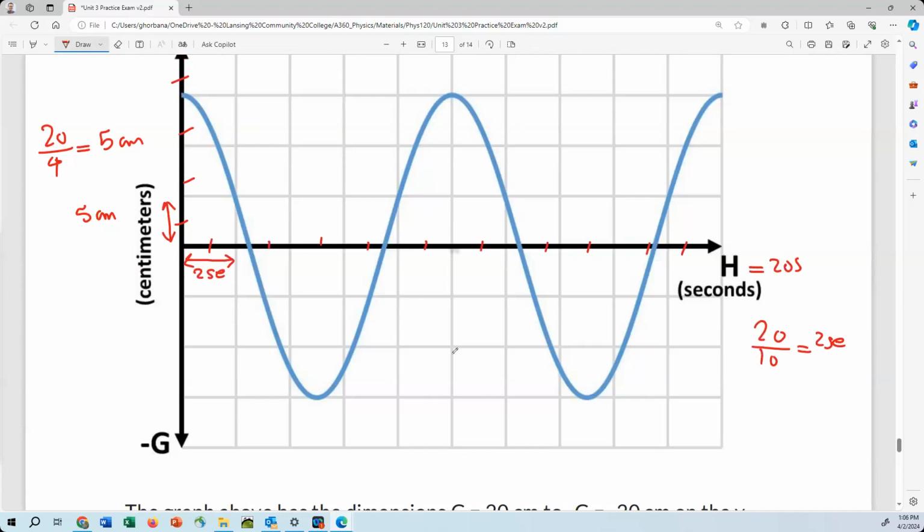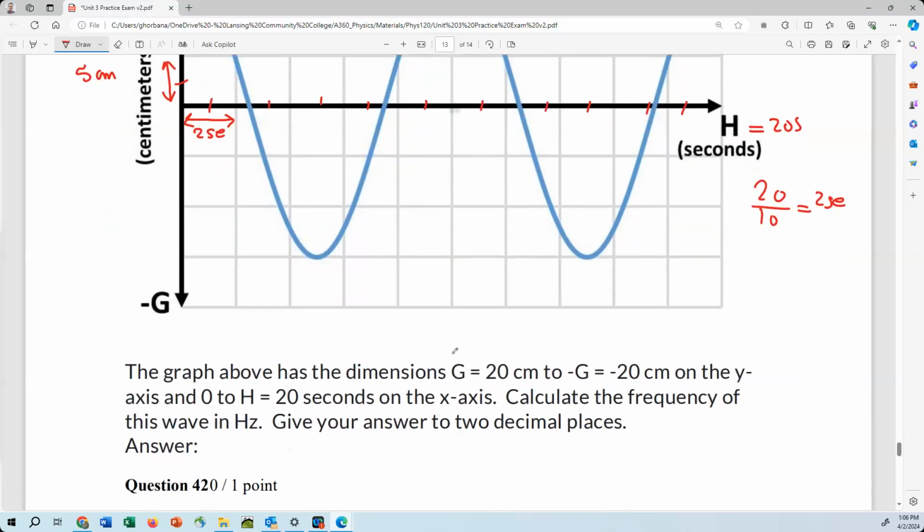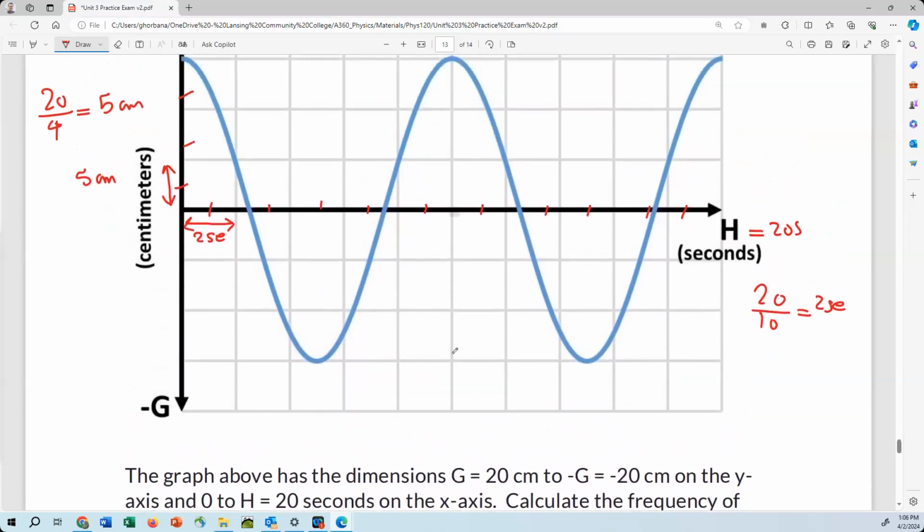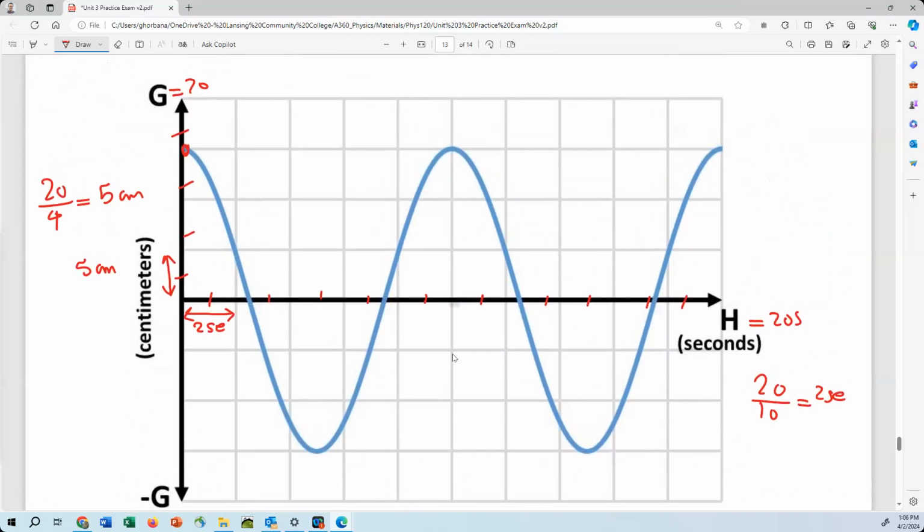So what is it asking us to calculate? Calculate the frequency. Again, we need to find the period first. I just use these two points. You can use the distance between two troughs or two consecutive points. From here to here is how many seconds? We have 1, 2, 3, 4, 5. How many of these do we have? 1, 2, 3, 4, 5.